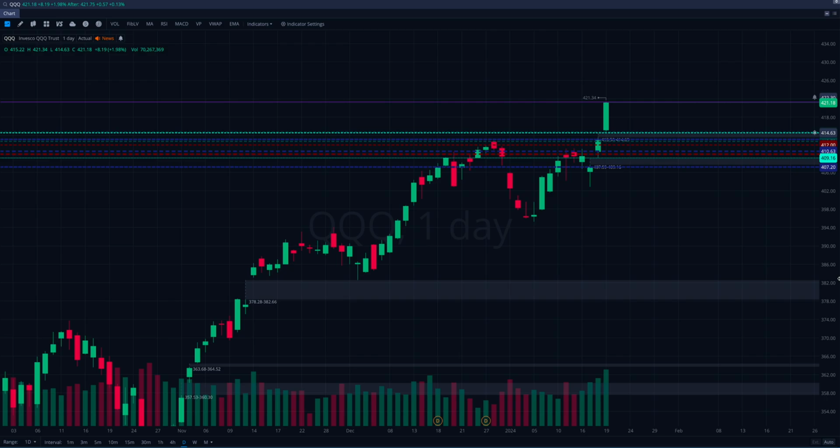Maybe there's GEX later in the week when new options flow comes in. But one thing you can do and rely on is Fibonacci extensions. So the same way that retracements give us good targets for buying on pullbacks, extensions can give us good targets for where price might go to.